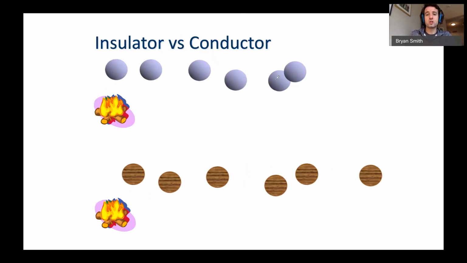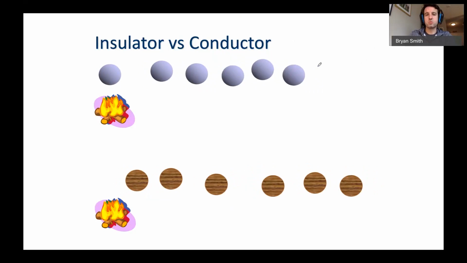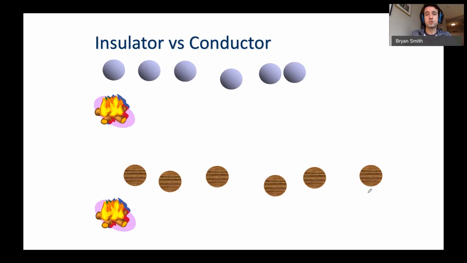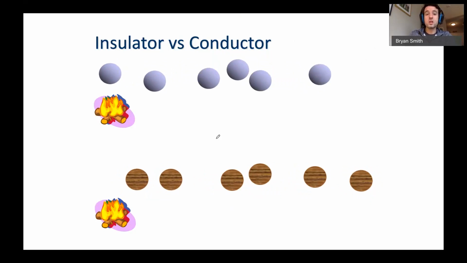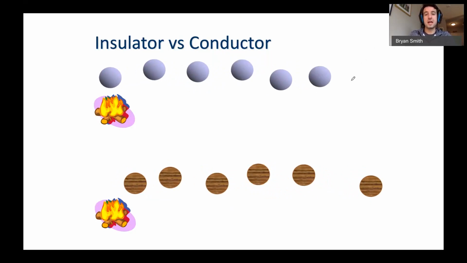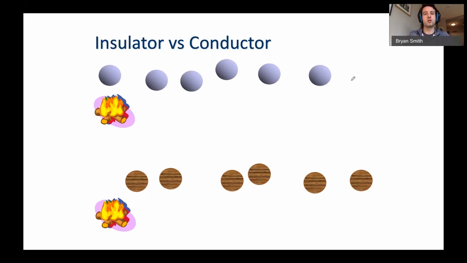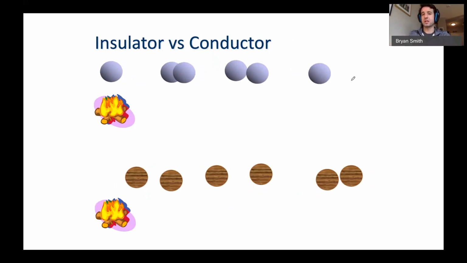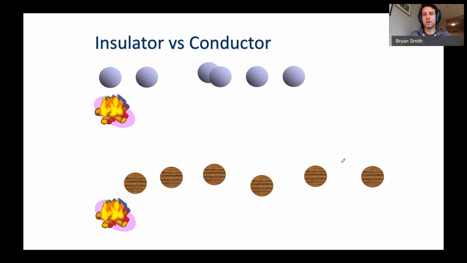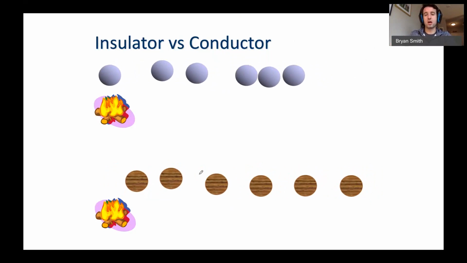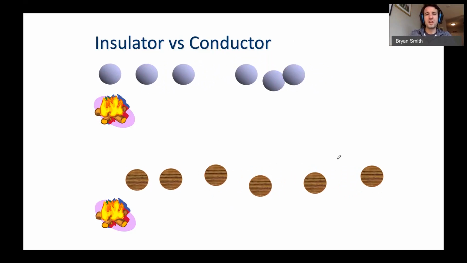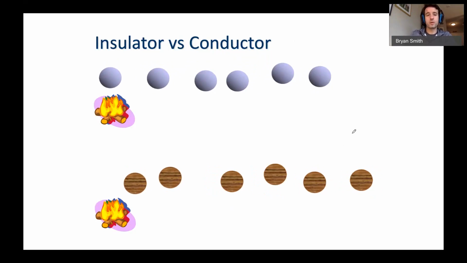Notice how with the conductor, the last particle is moving a lot faster than the last particle of the insulator. So, with conductors, there is a pretty solid transfer of energy. We might say that 80% or 90% of energy transfers from the first particle to the last particle. With insulators, there's not a very good transfer of energy. We might say that 5% or 10% transfers from one particle to the other. It really depends on the material.